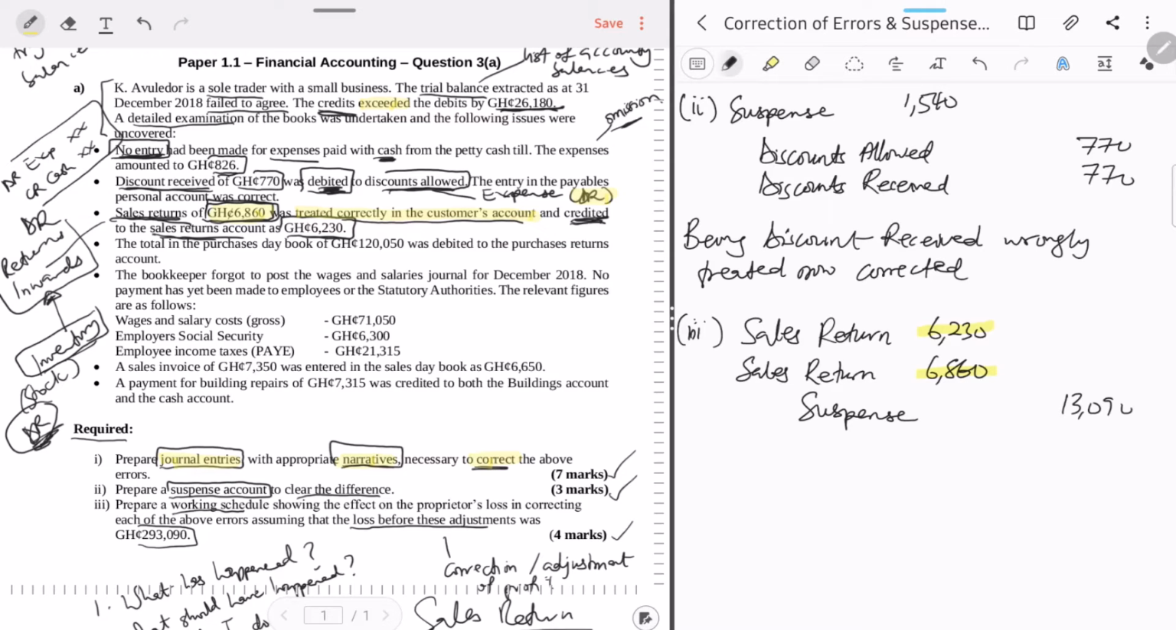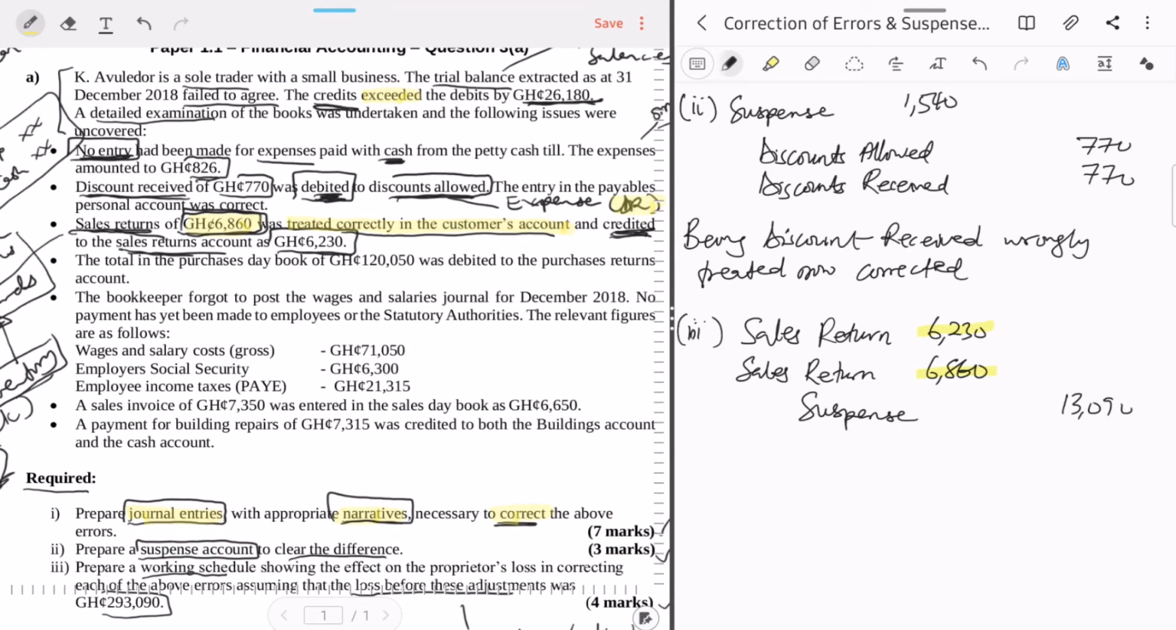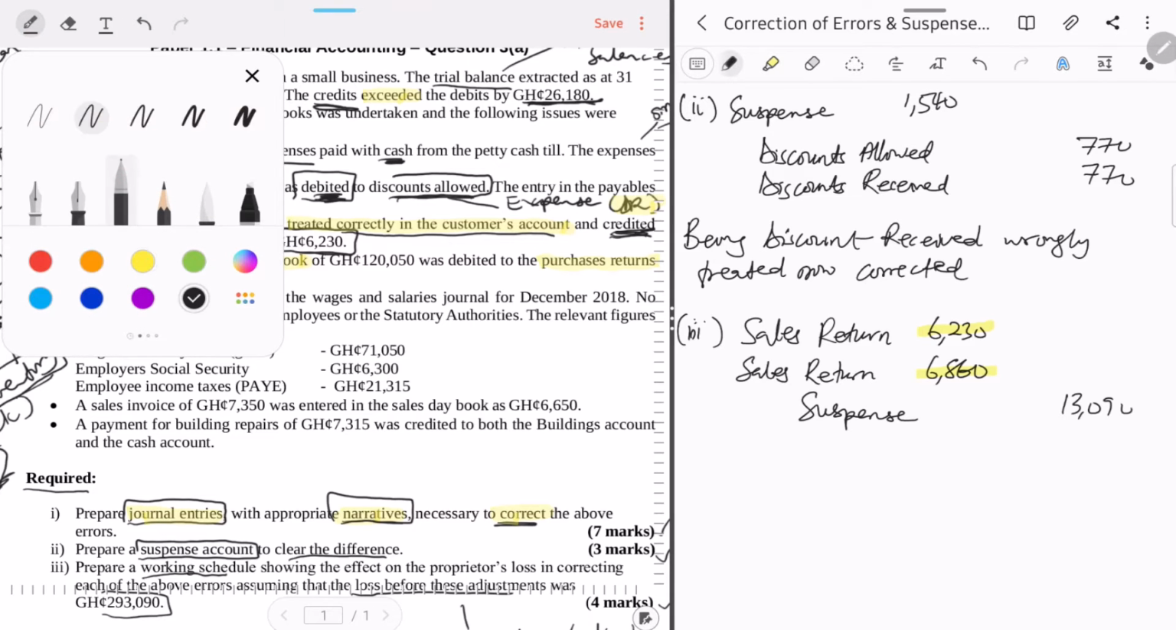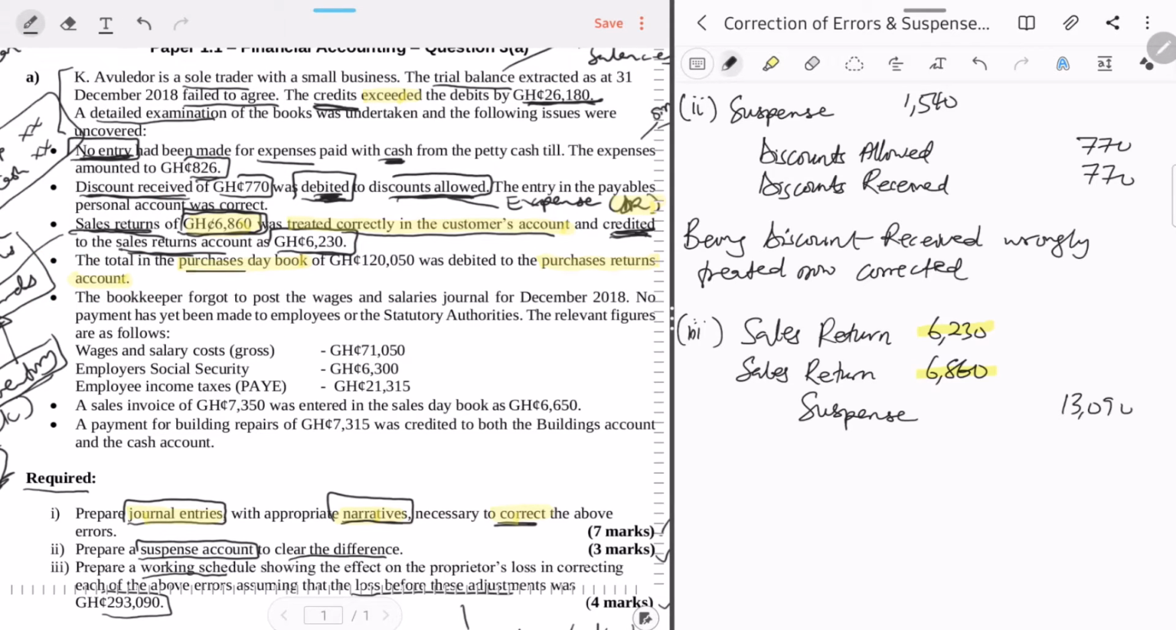We are making progress. Let's go to the fourth one. Under the fourth one, what are they saying? They are saying the total in something called the purchases day book was debited to the purchases returns account. So all we need to do is ask ourselves, what are these accounts? Now, the purchases day book is something we call a book of prime entry, or a book of subsidiary entry, or a book of original entry. What does this mean? What are all these words, right?